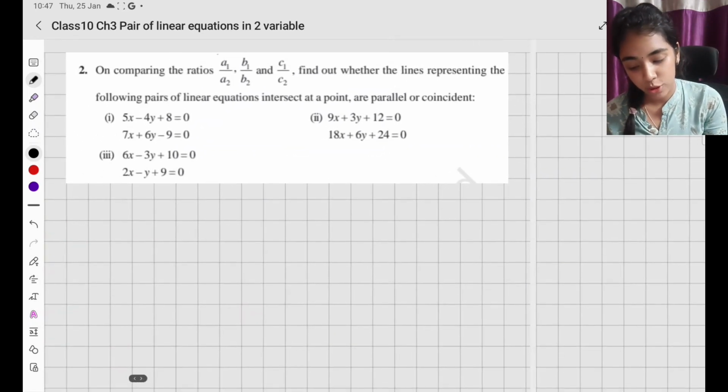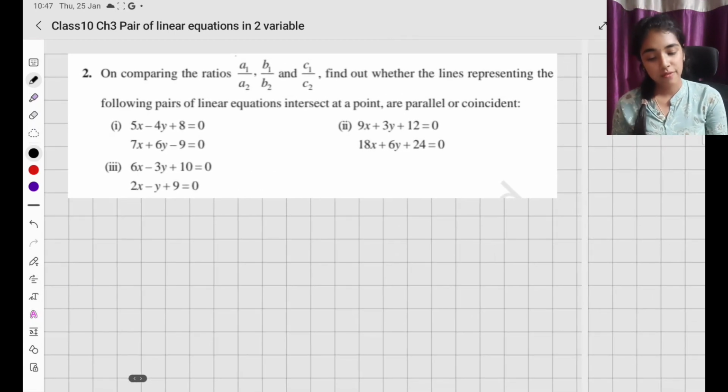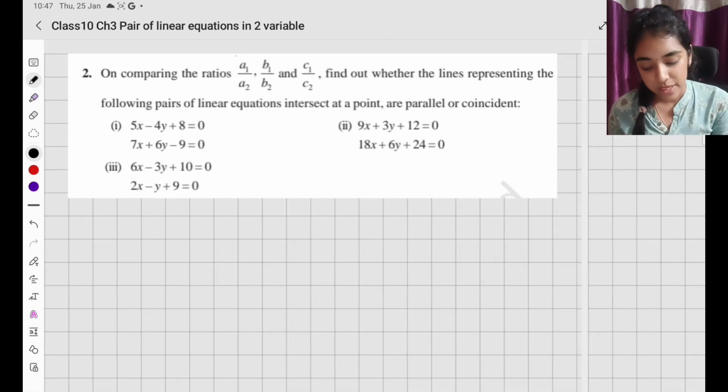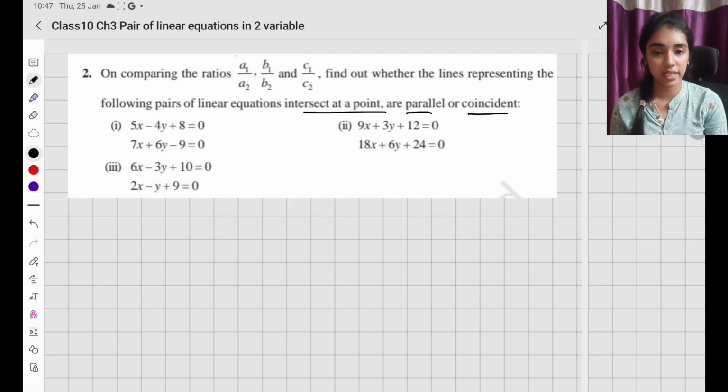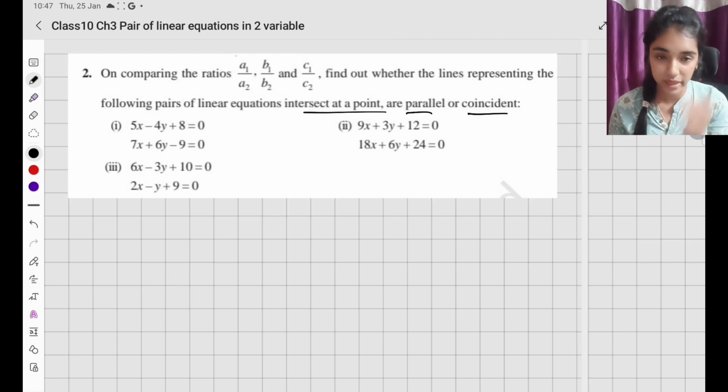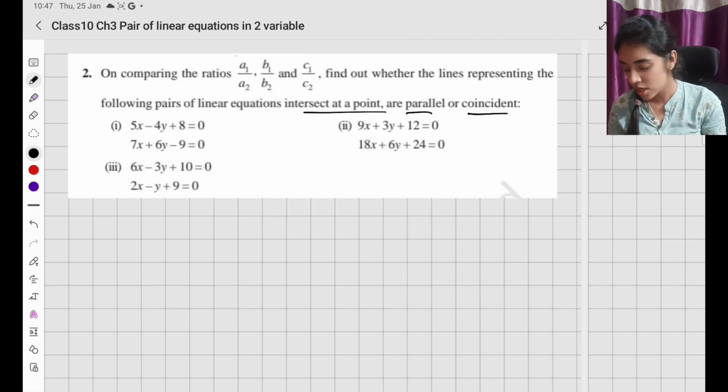Now, question number 2. On comparing the ratios, find out whether the lines are representing a pair of linear equations which are intersecting, parallel, or coincident lines ஆன்னு கேக்குறாங்க. Okay, so இதெல்லாம் நமக்கு தெரியுமா? நம்ம examples exerciseலயே முன்னாடி அப்படிதான் solve பண்ணோம். So அதை வச்சே போட வேண்டியதான்.